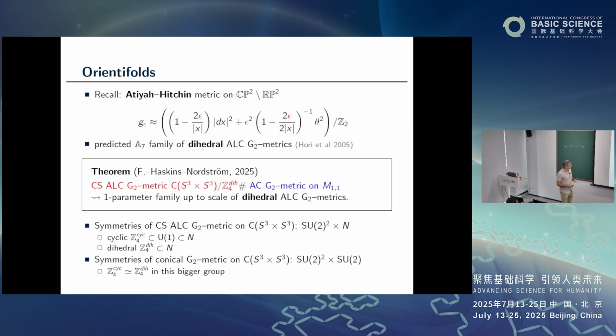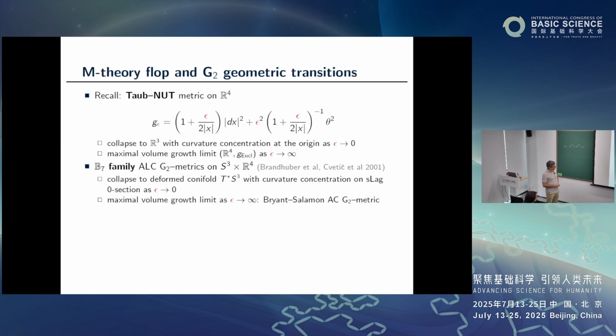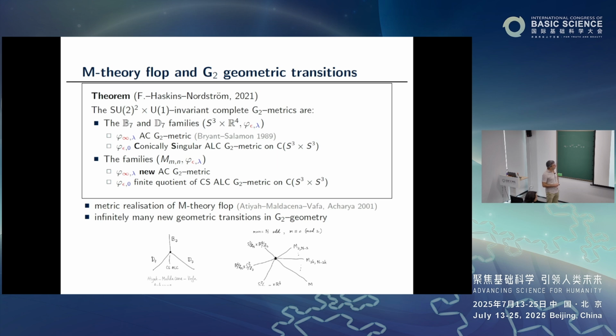I'll explain in a moment. Okay, so the new theorem is about producing this family, at least in a limit, rigorously. So we produce this one parameter family of this dihedral ALC G2 metric, and the way we produce them is using some of these building blocks that we have from here.